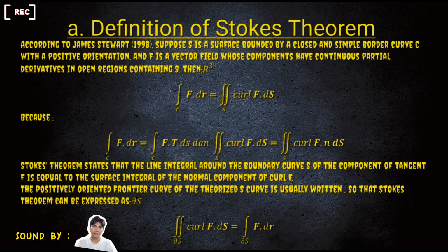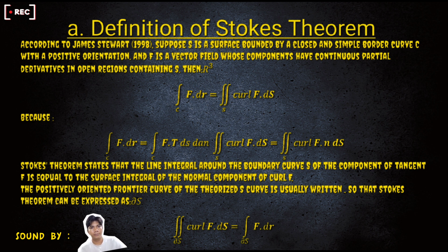Okay, I will explain about my part. Point A, definition of Stokes theorem. According to James Stewart, 1998, suppose S is a surface bounded by a closed and simple border curve C with a positive orientation, and F is a vector field whose components have continuous partial derivatives in open regions containing S.